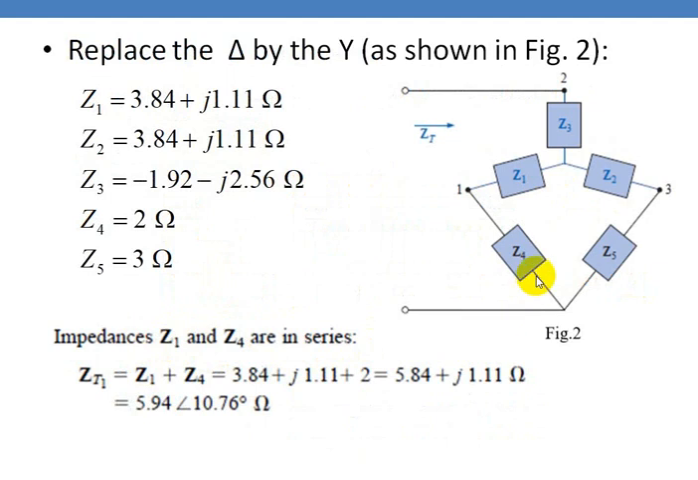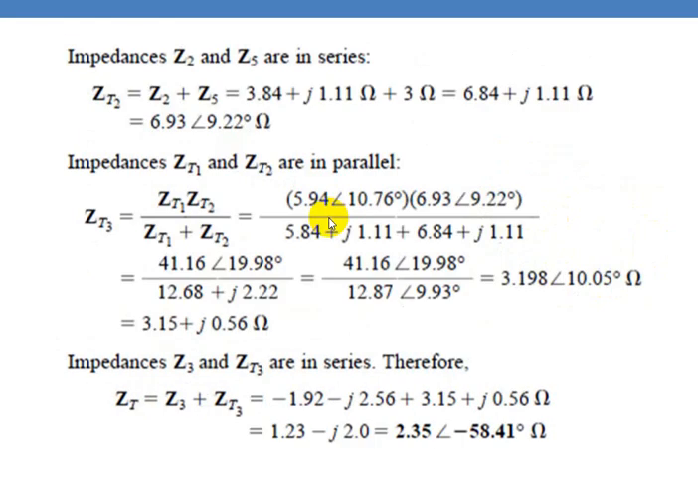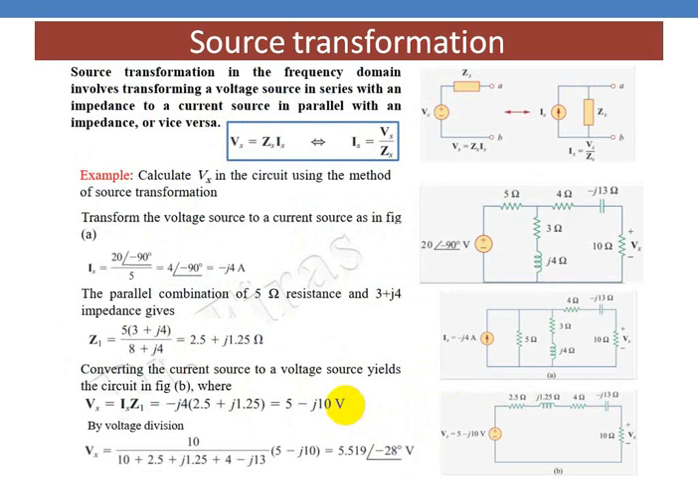Now this entire part you have reduced to a single impedance. This comes in series with Z3. So Z3 and ZT3 are in series. So add them, and you'll get 1.23 minus j2.0. This also will be equal to 2.35 at an angle minus 58.41 degrees. So this is how you should find out the total impedance of the network.